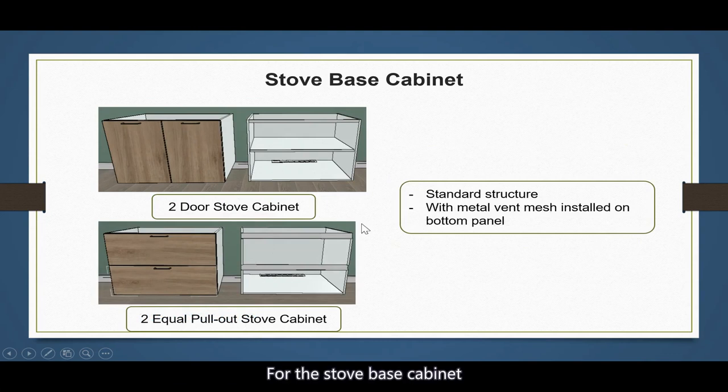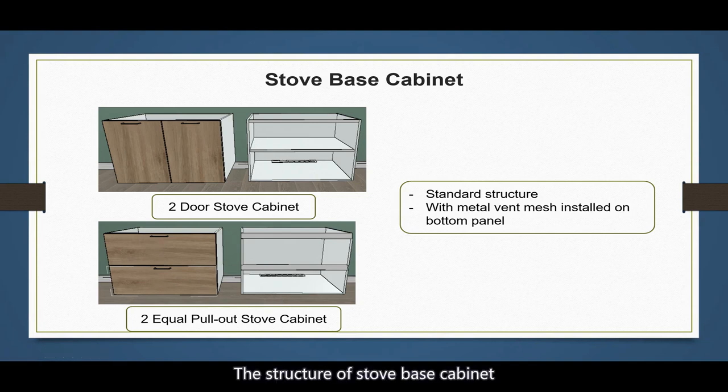For the stove-based cabinet, usually you have these two. We are using these two different models. The first one is the two-door stove cabinet, and the second one is the two eco pull-out stove cabinet. We go for the dish pull-outs on the front part, and we go for the cookware pull-outs on the second part, on the lower part right here.